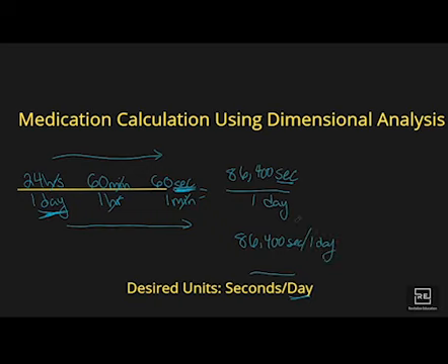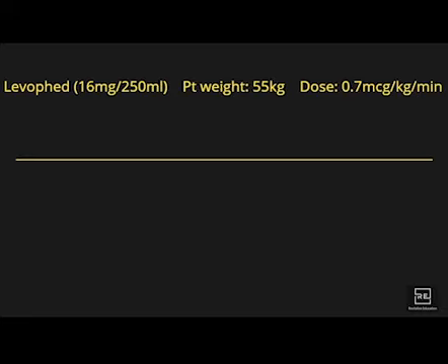So let's use some medical examples here. The first example we're going to use is Levophed. You've got a concentration of Levophed that is 16 milligrams in a 250 ml bag. The patient weight is 55 kilos, and the dose is 0.7 mics per kg per minute. So in order to do this, the first thing I do is set up my weight and my dose right off the bat.